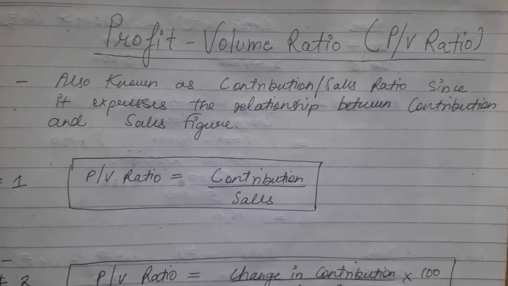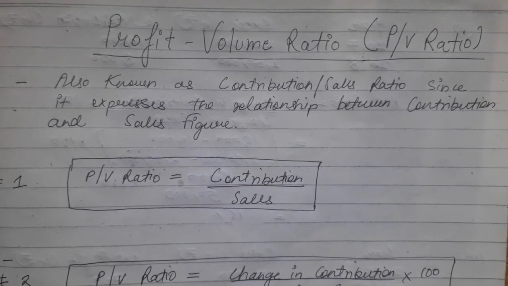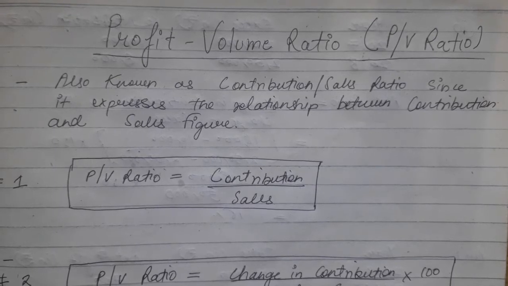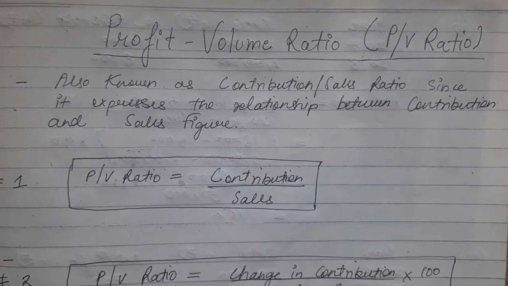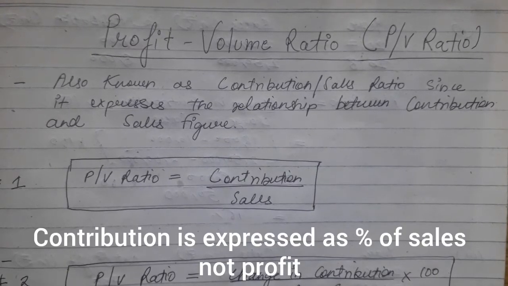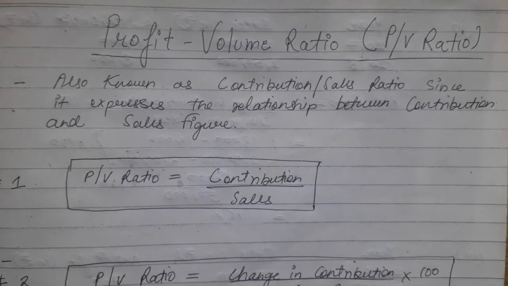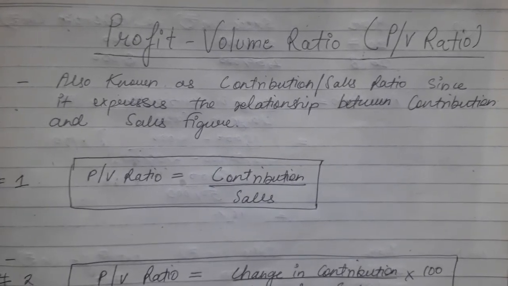Now the most important topic of CVP analysis is to calculate PV ratio or profit volume ratio. Profit volume ratio, as you all know, is also known as contribution upon sales ratio, which is its basic formula, since it expresses the relationship between contribution and sales figure. As the name suggests, the profit is expressed as a percentage of sales volume. You can calculate the contribution in any given situation by simply multiplying the PV ratio with sales. So the first formula of PV ratio is contribution upon sales. This is the basic formula.